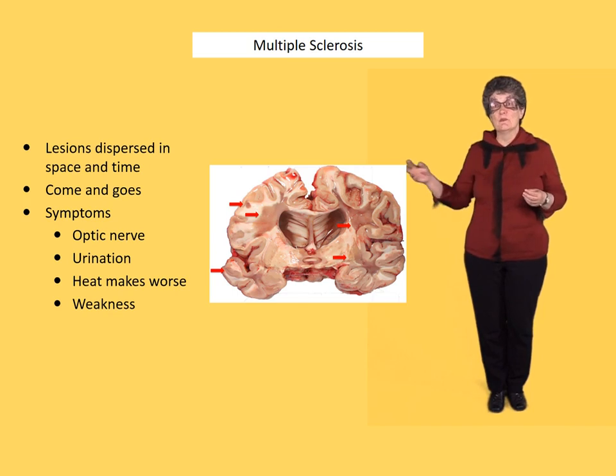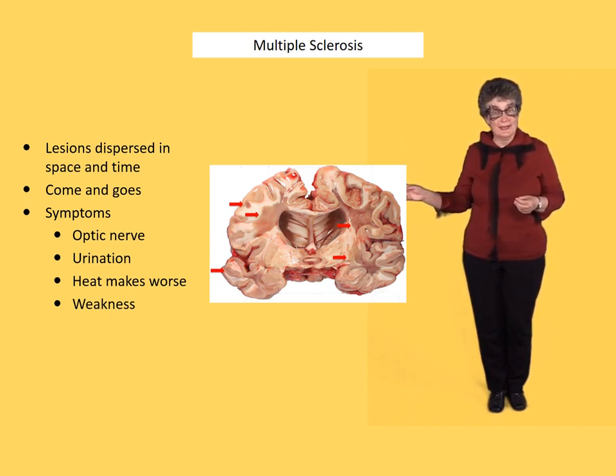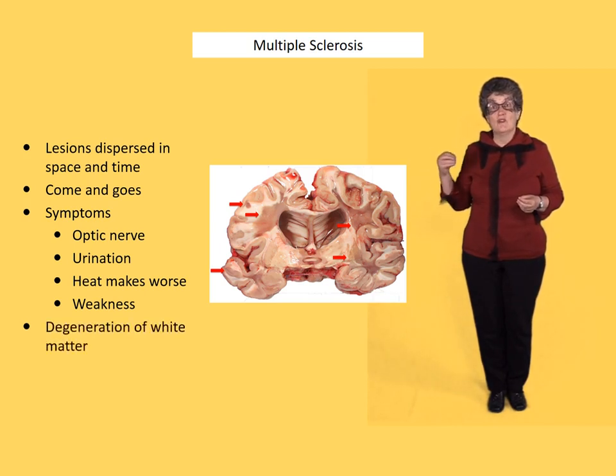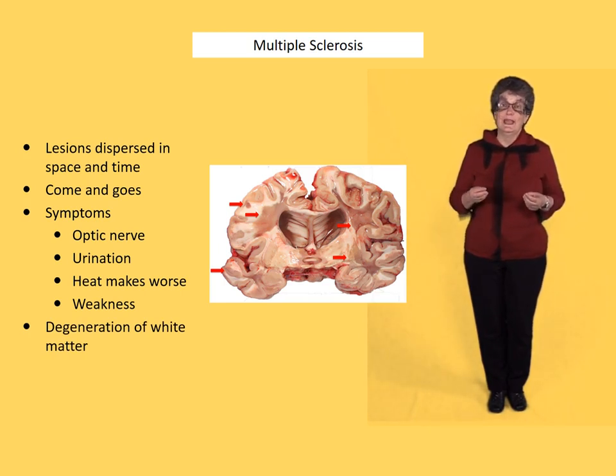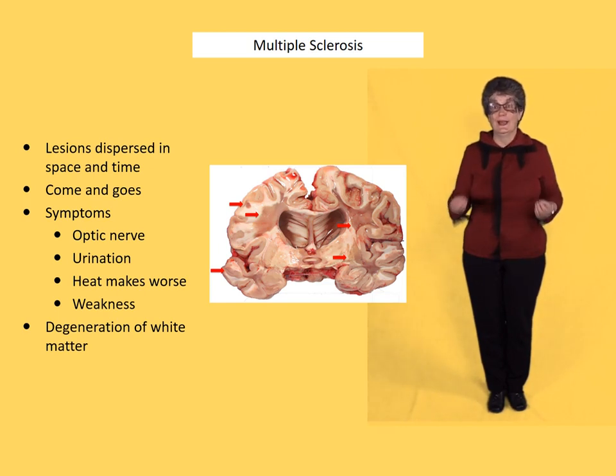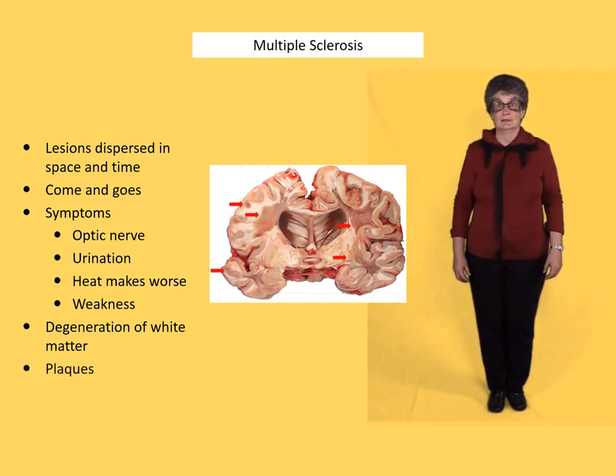We can see in the brain that the white matter starts looking like the grey matter. Lesions of multiple sclerosis are shown in the brain on the right. Each red arrow indicates a pinky grey patch, which really should be white. We call these lesions plaques.